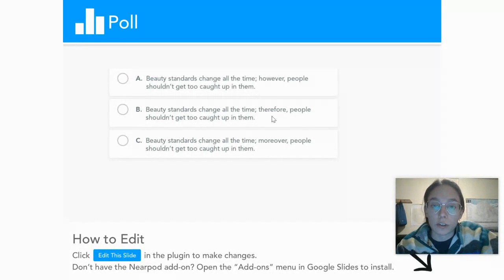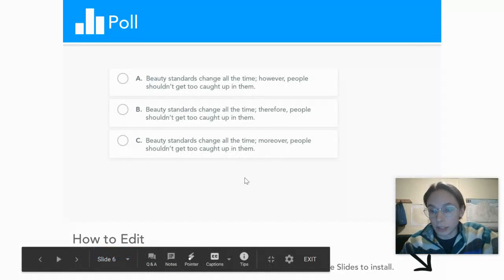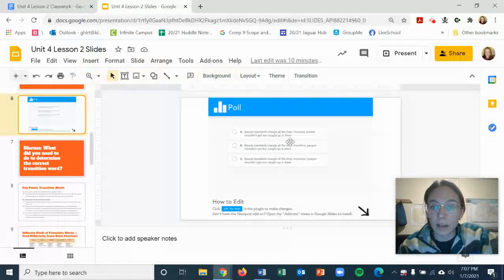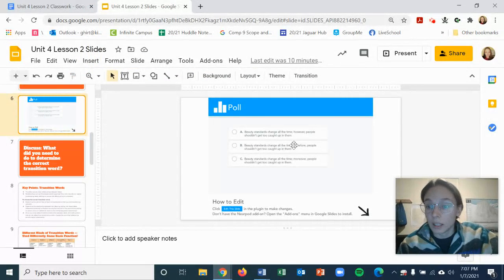B: Beauty standards change all the time. Therefore, people shouldn't get too caught up in them. Or C: Beauty standards change all the time. Moreover, people shouldn't get too caught up in them. So what do you think is the correct answer? Answer now in the EdPuzzle. Okay, if you said therefore, if you said B, you'd be correct.